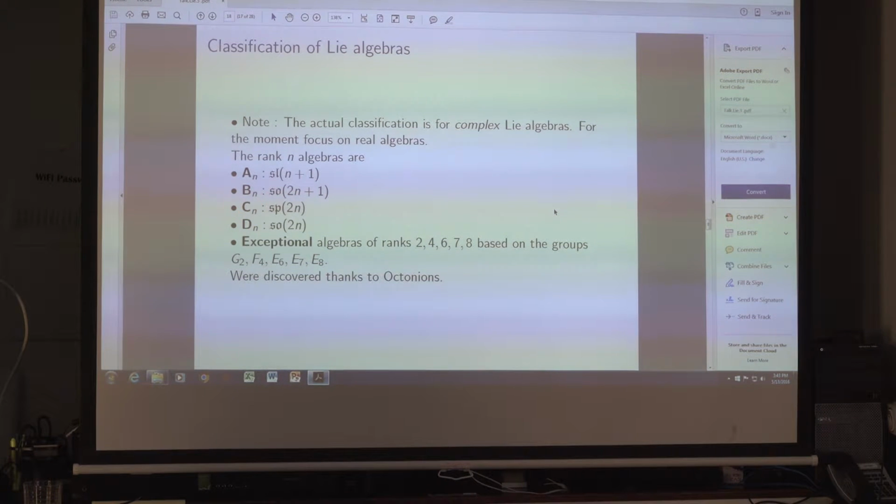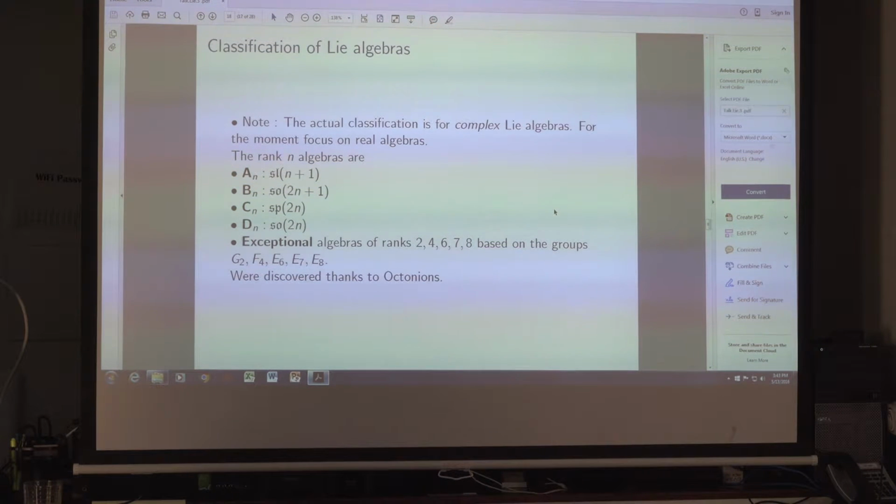The B algebra is associated with the odd orthogonal algebras. The Cn is associated with the symplectic algebra. The Dn is associated with the even orthogonal algebras. And the exceptional algebras of ranks 2, 4, 6, 7, and 8 are based on the exceptional groups: G2, F4, E6, E7, E8.